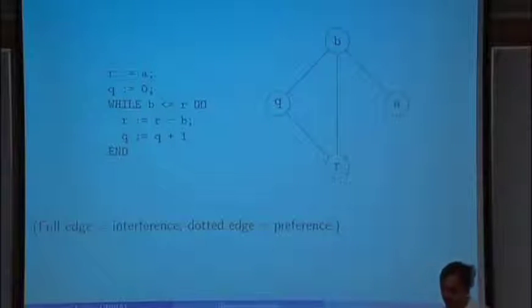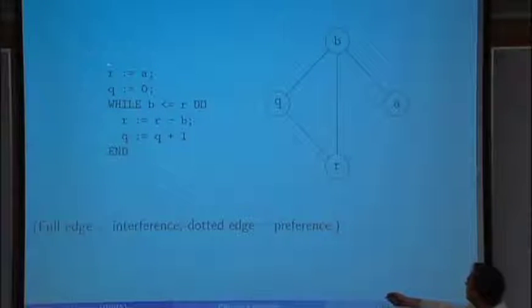And so if we apply it to our favorite program, which is Euclidean division by repeated subtraction, well, you get that interference graph with the full edges. So, for instance, A and B, let's see, why do they interfere?